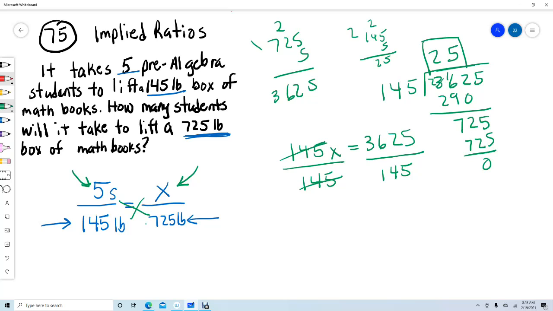So if it takes 5 students to lift a 145-pound box, it will take 25 students to lift a 725-pound box. All right, and that's how we work these implied ratios. We're picking out our condition, we're setting up our conditional proportion with a little less information. They're not just handing you the rate. You have to look at the problem and figure it out on your own. So, all right, I think you can do it.